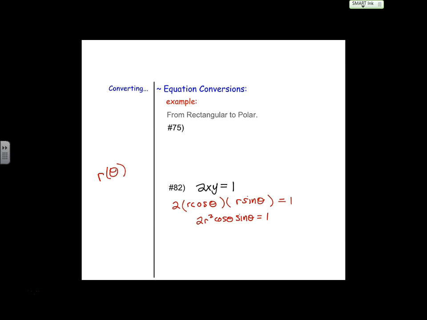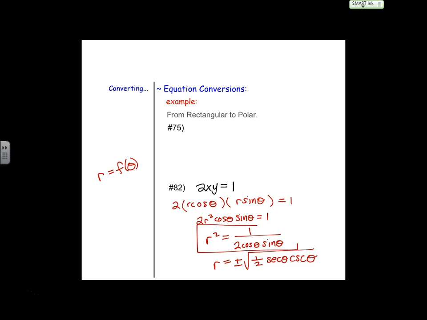And usually in polar, r equals f of theta, aka we get r alone. So if we get r alone, we would go ahead and divide both sides by the 2. We have r squared equals 1 over 2 cosine sine. If we want to be super snazzy, I suppose we could do plus or minus square root. We could even do 1 over cosine is secant, 1 over sine is cosecant. There are a lot of different ways of writing them. I'm just going to box one of them, just getting it in terms of r and thetas.